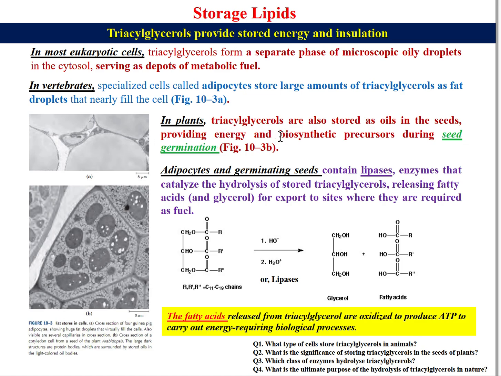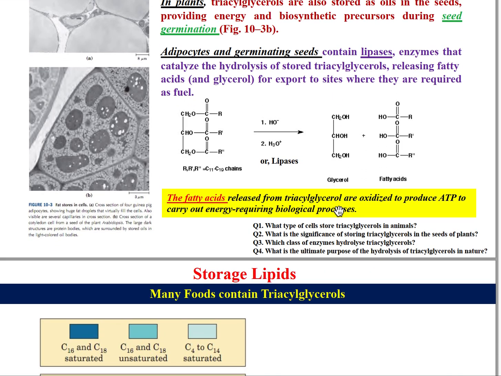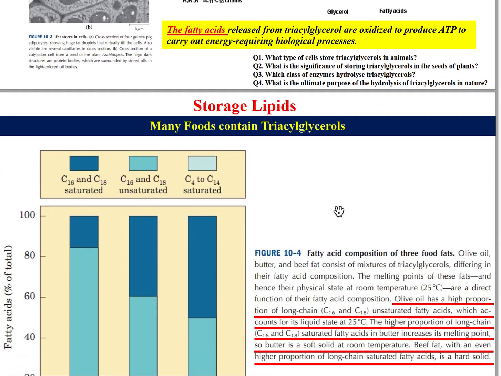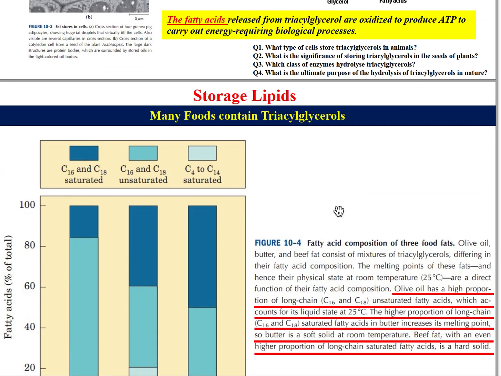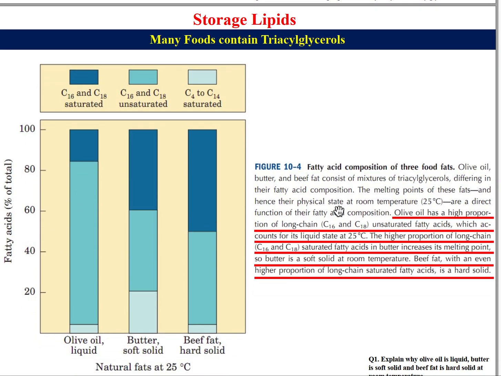In plants, triacylglycerol is also stored as oil in the seeds, providing energy and biosynthetic precursors during seed germination. Adipocytes and germinating seeds contain lipase enzyme. That enzyme catalyzes the hydrolysis of stored triacylglycerol, releasing the fatty acids and glycerol for export to the sites where they are required as a fuel. The fatty acids released from triacylglycerol are oxidized to produce ATP to carry out energy-requiring biological processes.